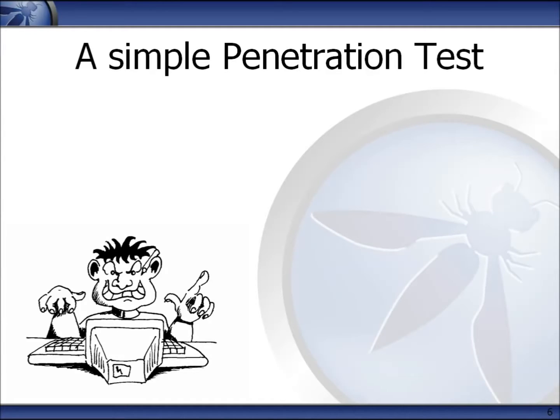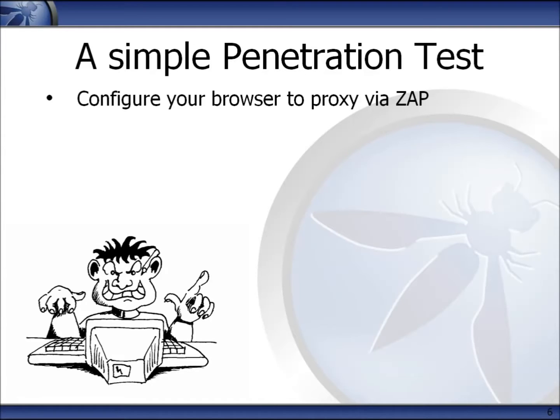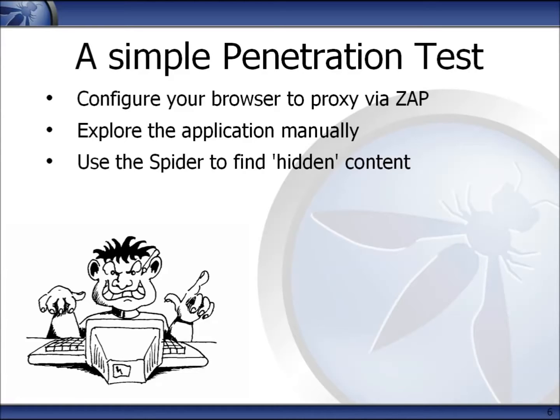So, to perform a simple penetration test using ZAP, I recommend that you configure your browser to use ZAP as a proxy. Explore the application manually, exploring all of the functionality it provides. Use the spider to find pages that you have missed or were hidden from you. You can just use the spider, but I would recommend exploring manually first, as you're more likely to provide sensible inputs to the forms the application uses.